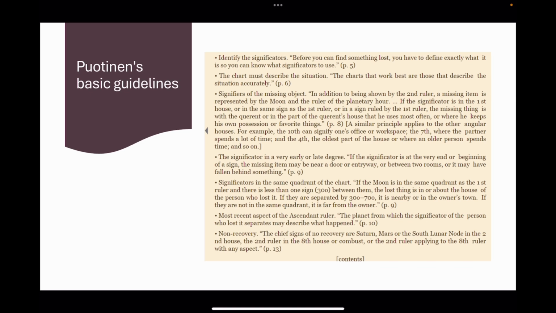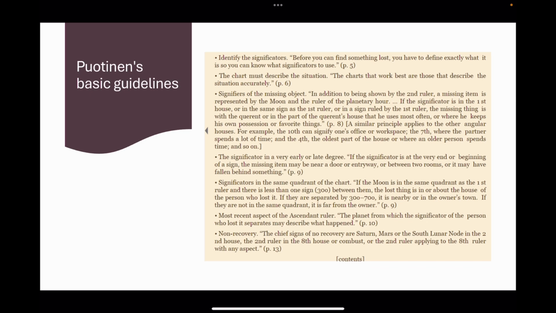If the significator is in the first house, so meaning if the ruler of the second, or if the planetary hour, or if the ruler of the part of fortune, which also represents mislaid objects, is in the first house or in the same sign as the first ruler or in a sign ruled by the first ruler, the missing thing is with the querent or in the part of the querent's house that he or she spends most of their time. A similar principle applies to the other angular houses.